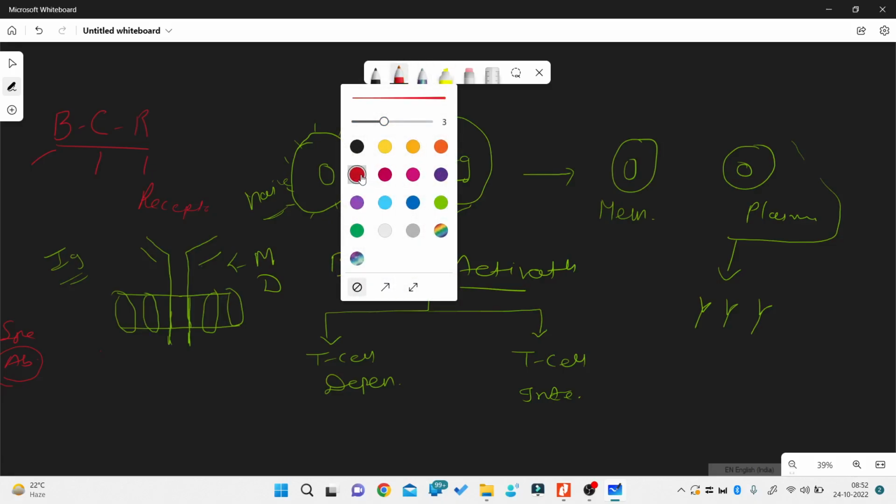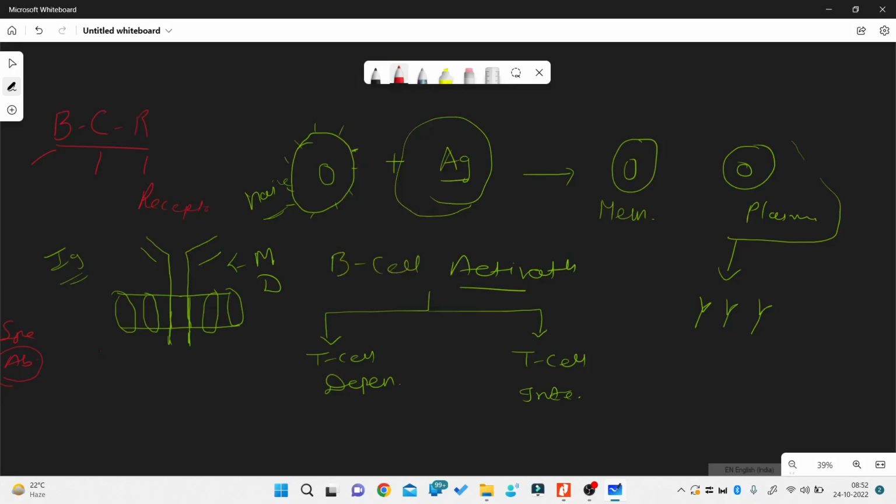So this is Ig alpha, this is Ig beta, and this particularly highlighted part is IgM or IgD. All together is known as the B cell receptor.